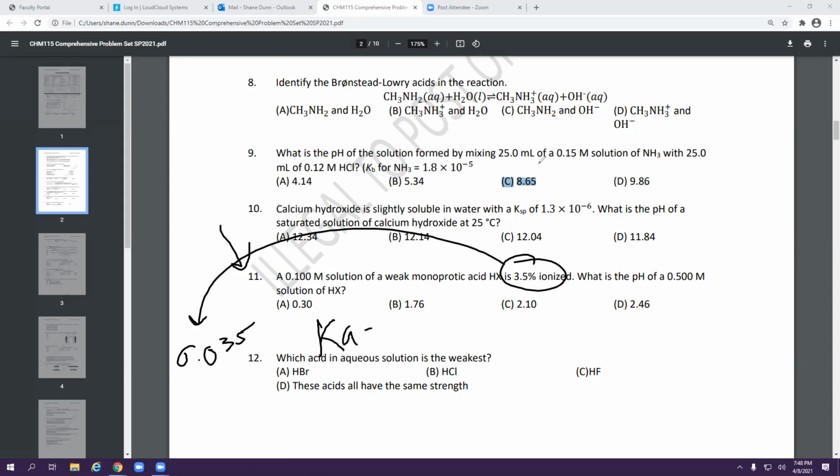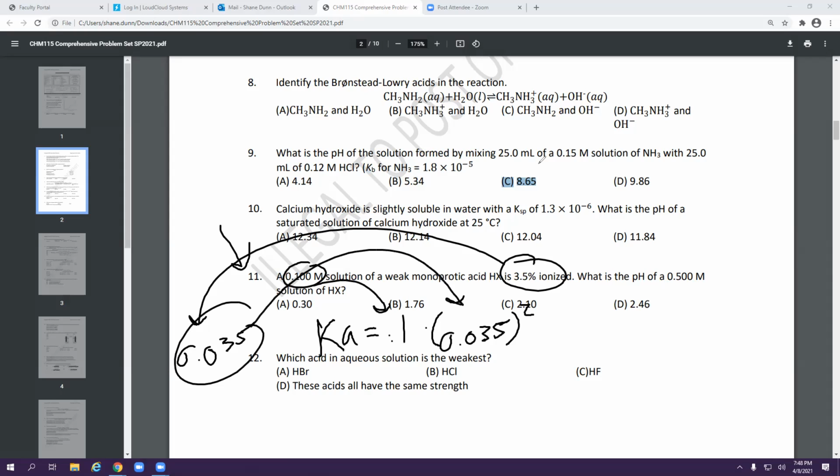You solve for Ka. We're going to multiply 0.1, which came from here, by 0.035 squared. I square the number I just got from that. So 0.1 times 0.035 squared, and I get something akin to 1.225 times 10 to the negative fourth power. That's my Ka.